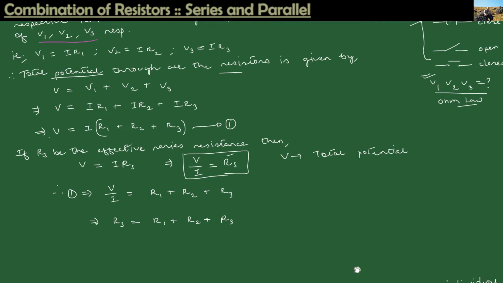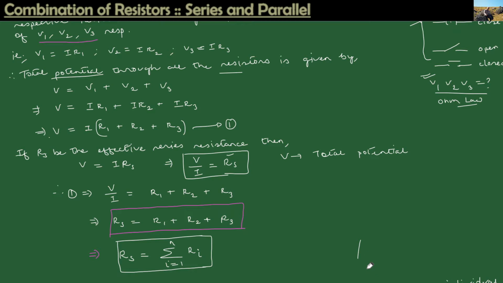From here, it is very apparent that when resistors are connected in series, the effective resistance will be the algebraic sum of all the individual resistors, which means that if three resistors are connected in series, it is the total sum of R1, R2 and R3. Now, if there are n resistors, then Rs will be the summation of Ri, for i equal to 1 up to n, for n number of resistors.